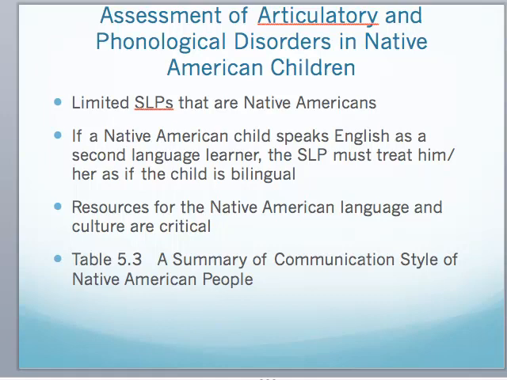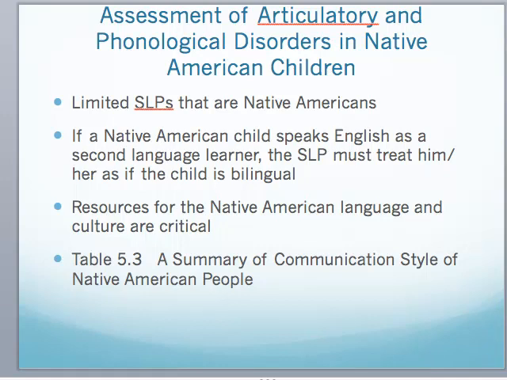If you look at your table 5.3, you can see the summary of the communication style of Native American people. For instance, what's interesting is that Native American mothers, especially those in the Navajo population, may be silent with their infants. They may not talk very much. So infants may not have a lot of exposure to sounds as they're learning them.